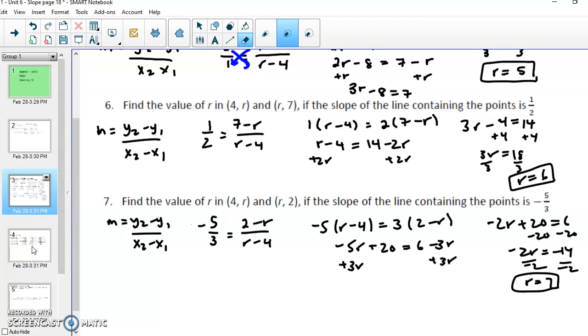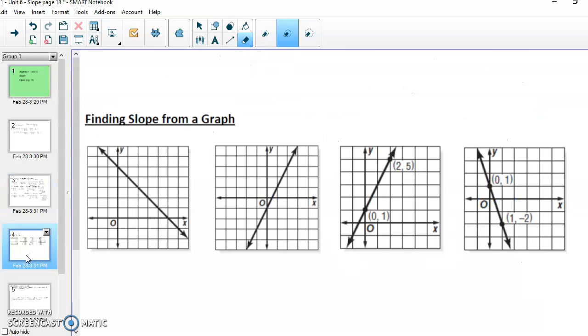Let's look at the next section, which is the graphs. Finding the slope from a graph. There's one other way that I need to tell you about slope.